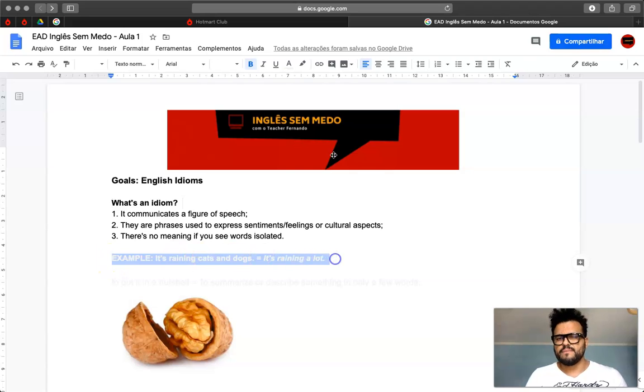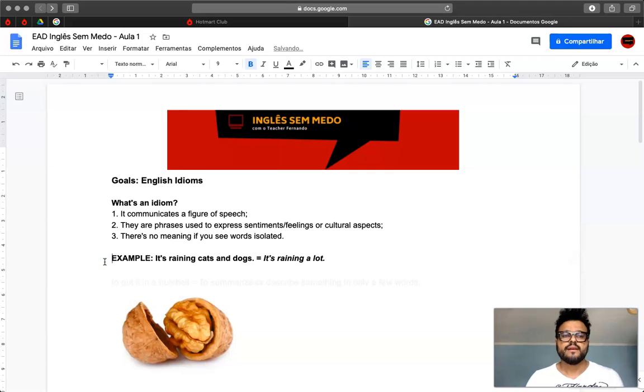Here's a very basic example, probably you know this expression. So we have there, it's raining cats and dogs. That means it's raining a lot. So if you say to someone, wow, today it's raining cats and dogs, that means it's raining a lot. But then, if you think about it, cats and dogs, they are animals. So what does that have to do with raining a lot? I don't know. Probably that carries a cultural aspect.